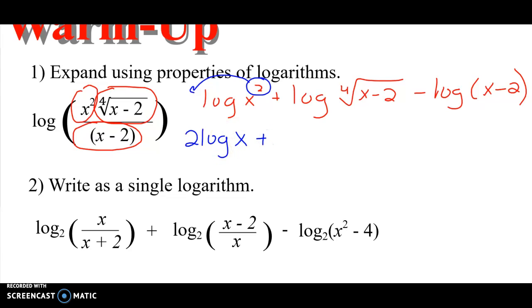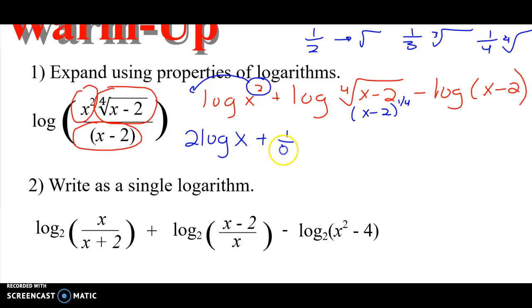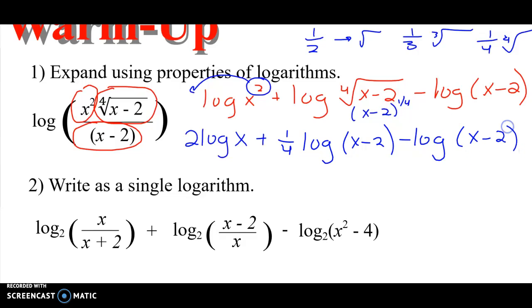plus, what is the fourth root of x minus 2 the same thing as? The 1/4 power. Just like 1/2 power is a square root, 1/3 power is a cube root, 1/4 is a fourth root. So this is actually x minus 2 to the 1/4. And I can bring 1/4 out front. So that becomes log of x minus 2 minus log of x minus 2. And that is your final answer.